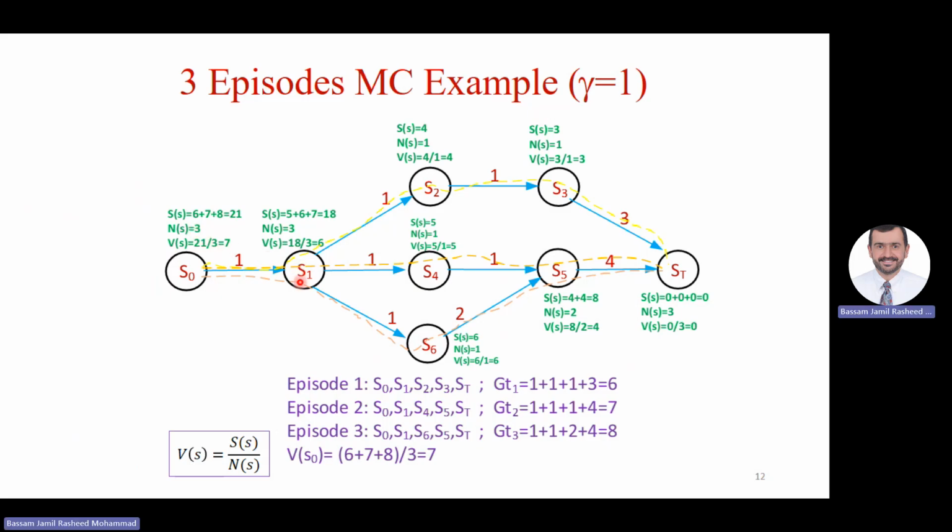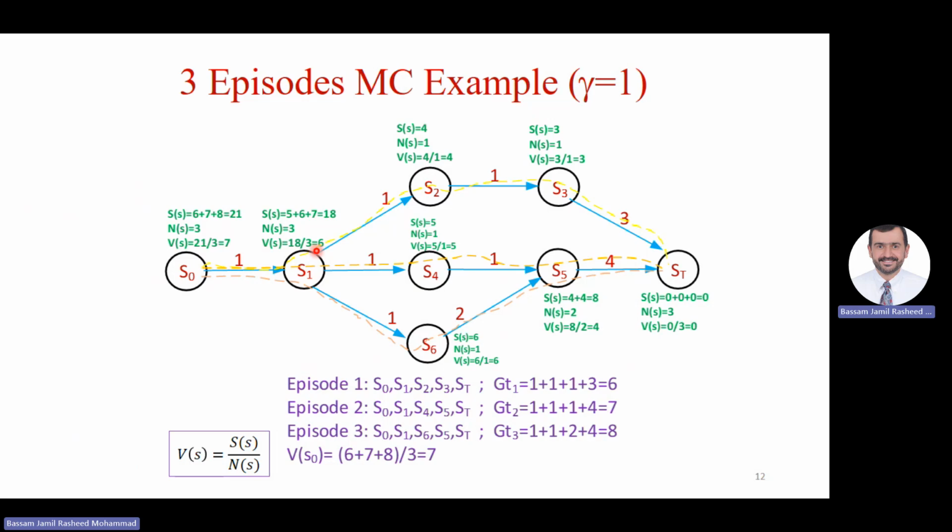Let's take a look at S1. S1 accumulated a reward of 5 from episode 1, plus 6 from episode 2, plus 7 from episode 3, and adding all these together, that's 18. And how many times did we visit it through these episodes? 3 times. So the mean return Vs equals 18 over 3, that is 6. So now the mean return for S0 is 7, and the mean return for S1 is 6.